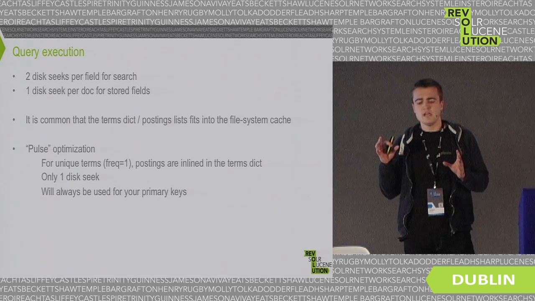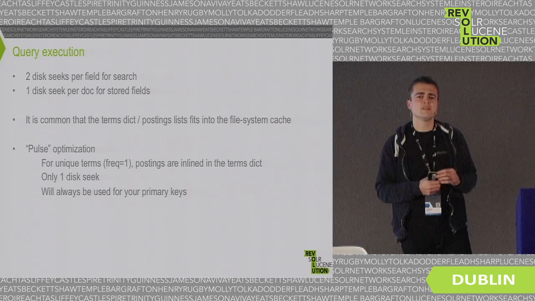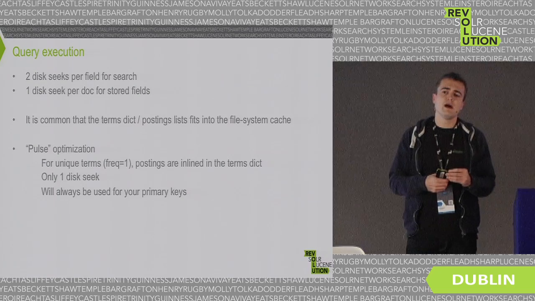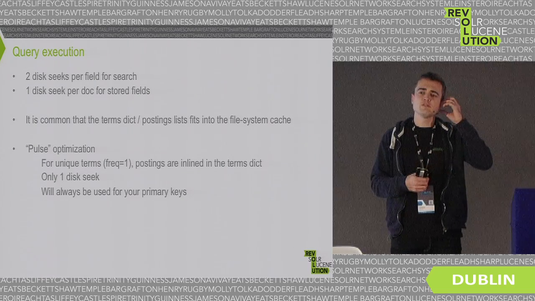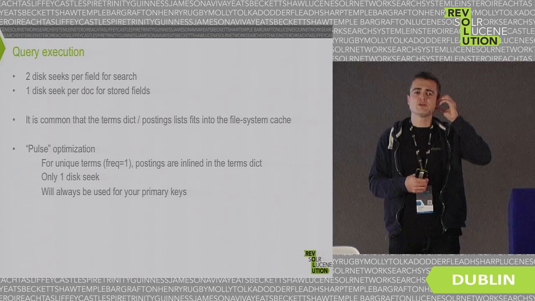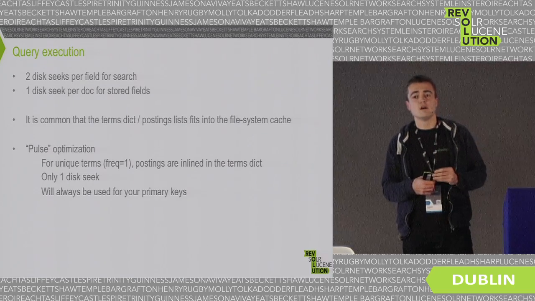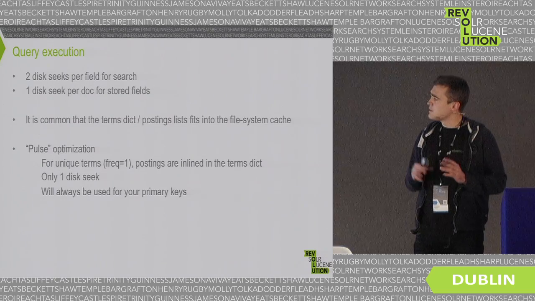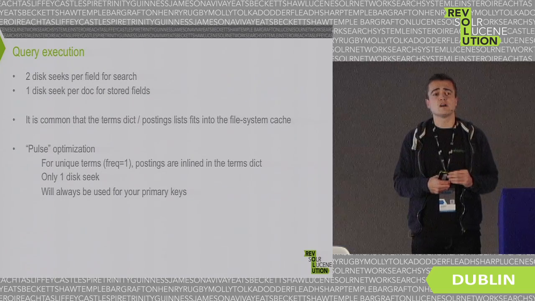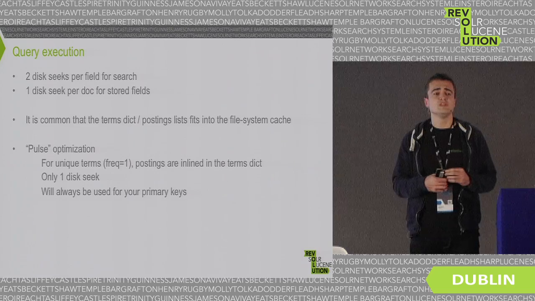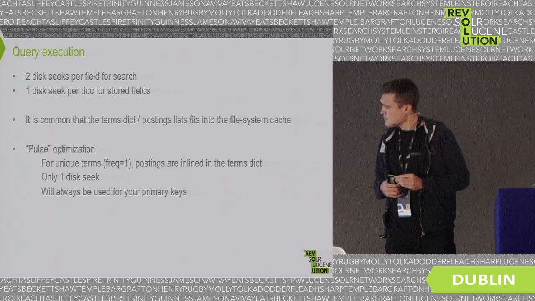As I said, most of the index size is usually taken by term vectors if you have term vectors, but if you don't have term vectors, most of the size of your index is going to be taken by stored fields, meaning that the term dictionary and posting lists are very small and tend to fit into the file system cache.